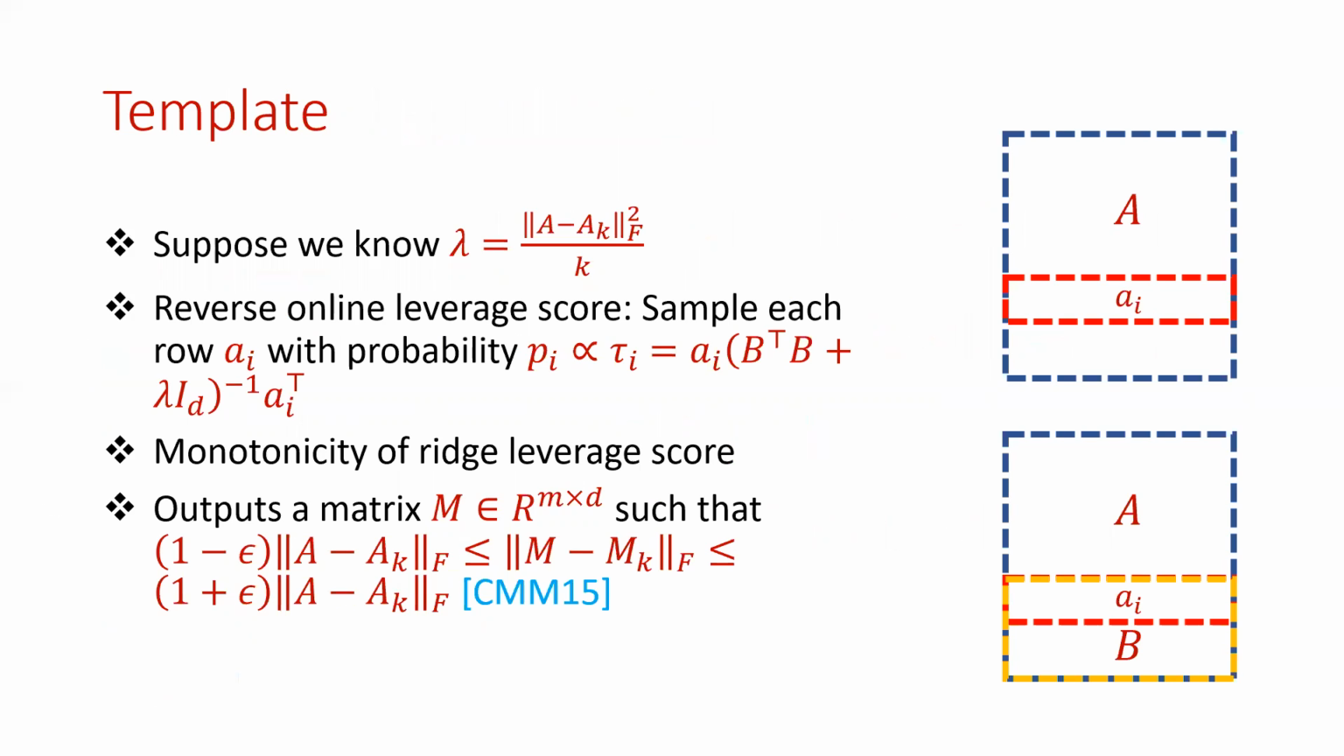So as before, we've kept a number of rows so far. And at each time, we sample each row that we've kept so far with probability proportional to the reverse online ridge leverage score. Again, we have a monotonicity property of the ridge leverage scores, along with a martingale argument to show correctness of this approach. But what I've swept under the rug is, again, how much space we maintain. And this is another issue that we'll need to resolve.